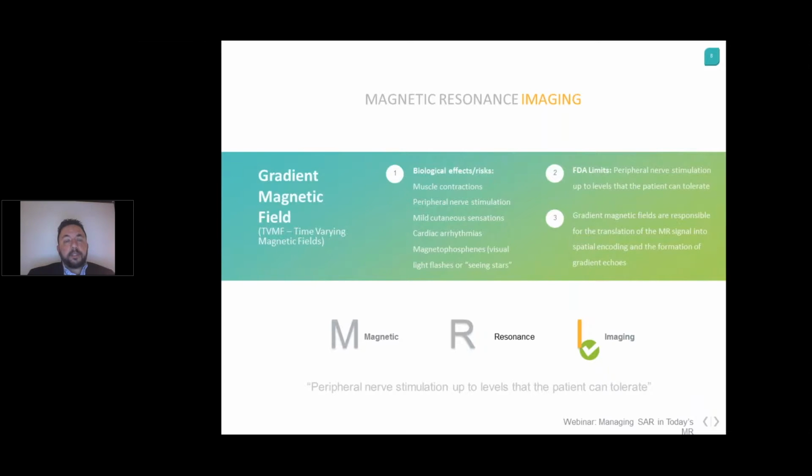The FDA limit on the gradient magnetic field, what would be the threshold? There isn't any set number or level except for the definition that the FDA sets of peripheral nerve stimulation up to levels that the patient can tolerate. We have a specific patient that we image recurrently in our facility. She always is imaged on 3 Tesla due to the detail and the seizure disorder that she presents with.